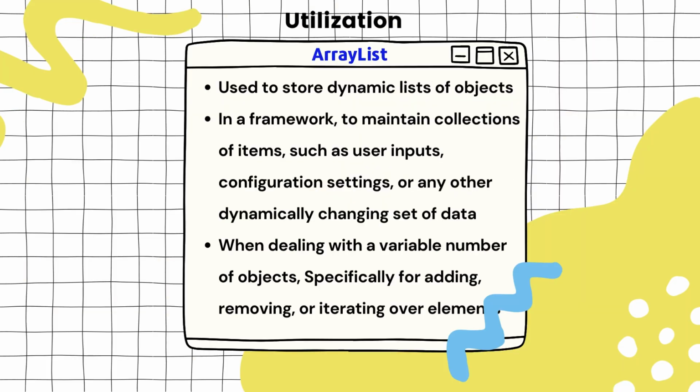Utilization of ArrayList. ArrayList is used to store dynamic lists of objects. In a framework, to maintain collections of items, such as user inputs, configuration settings, or any other dynamically changing set of data. When dealing with a variable number of objects, specifically for adding, removing, or iterating over elements.